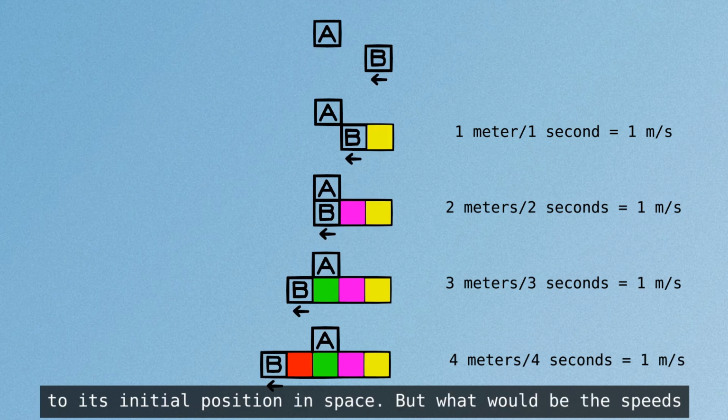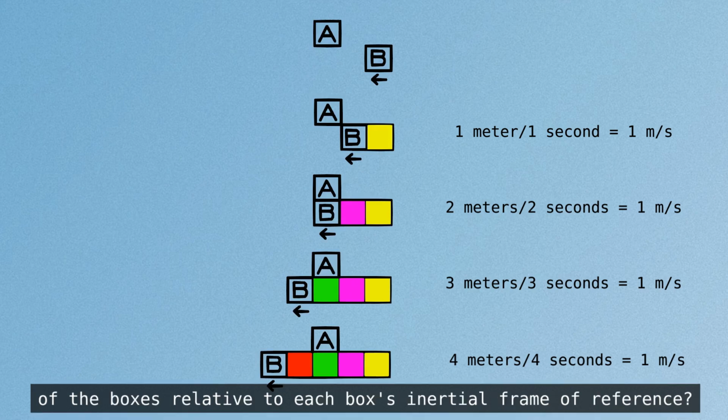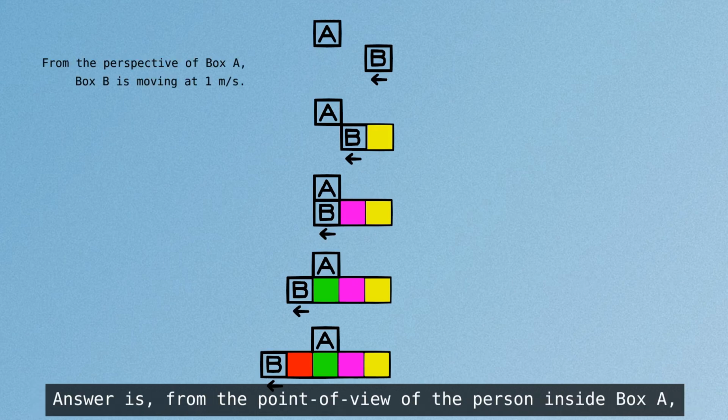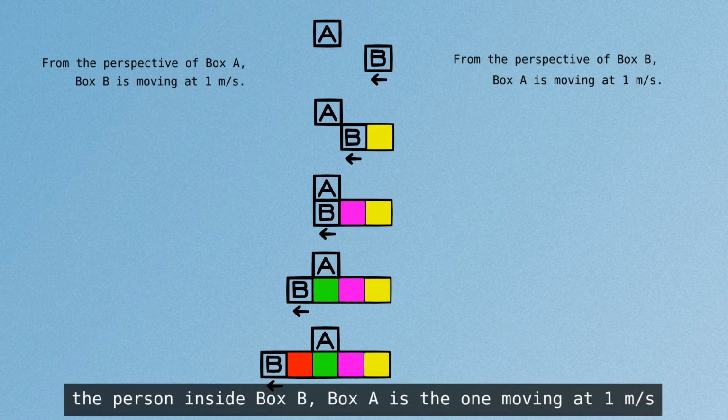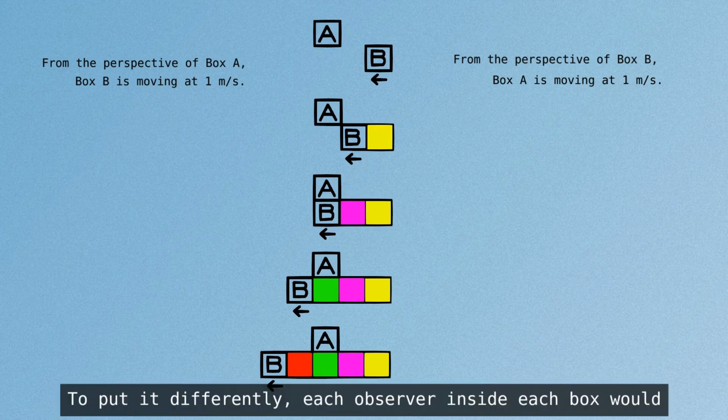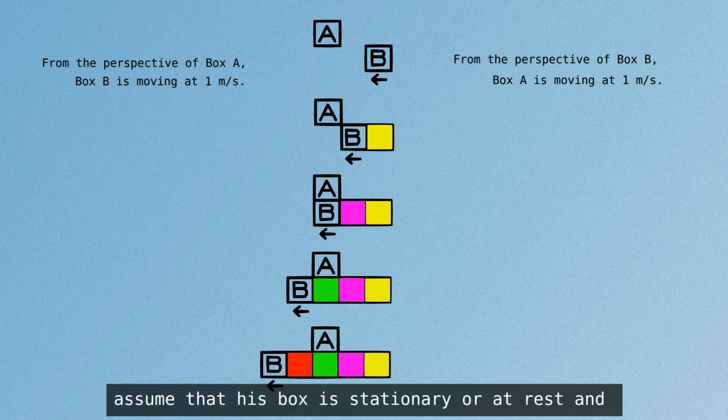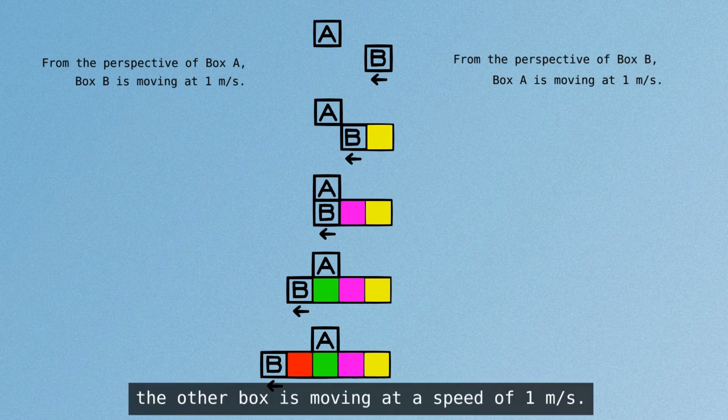But what would be the speeds of the boxes relative to each box's inertial frame of reference? The answer is, from the point of view of the person inside box A, box B is moving at 1 meter per second. Likewise, from the perspective of the person inside box B, box A is the one moving at 1 meter per second. To put it differently, each observer inside each box would assume that this box is stationary or at rest, and the other box is moving at a speed of 1 meter per second.